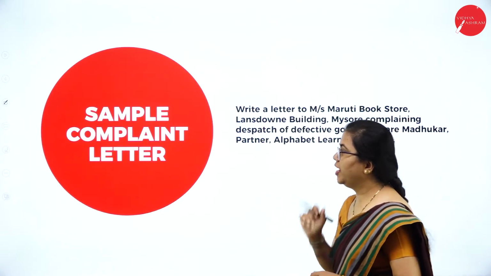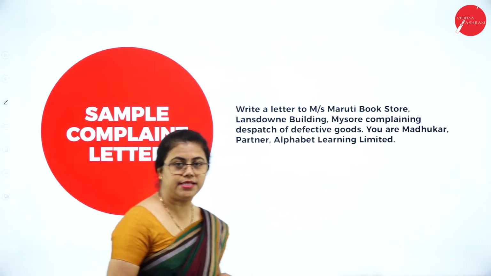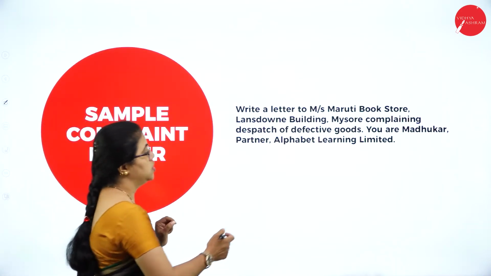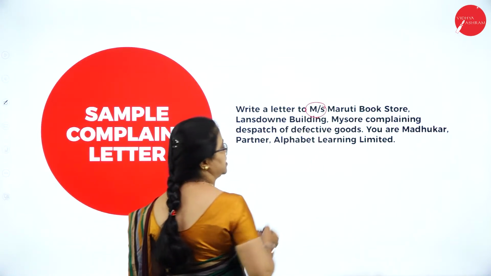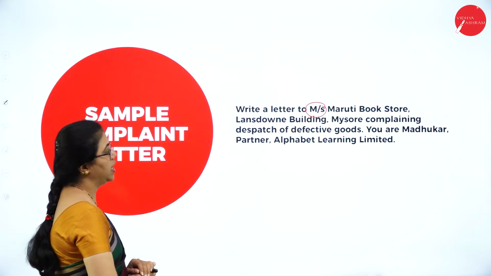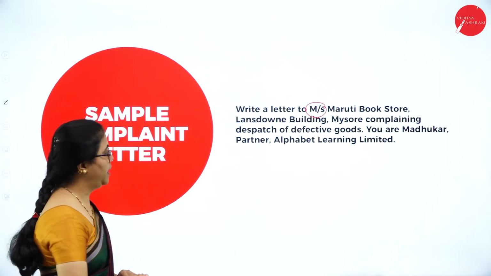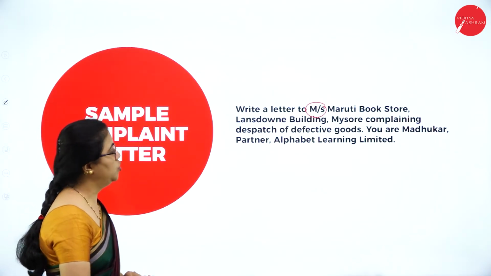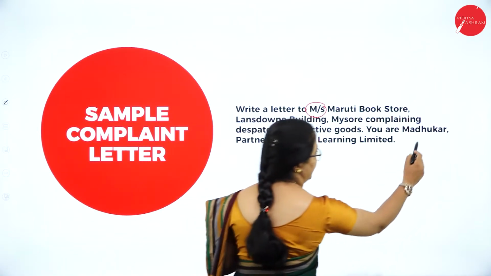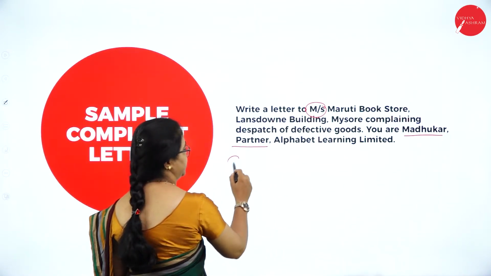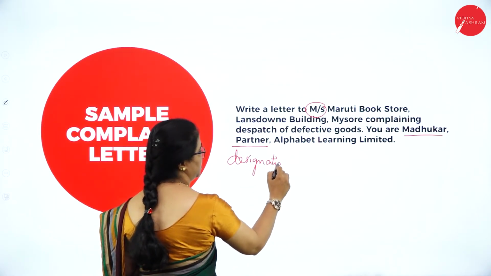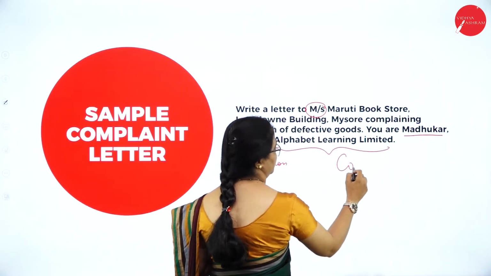So we'll now move on to the sample complaint letter. One of the samples is here. You have to write a letter to Messrs Maruti Bookstore, and this you know, right? Messrs means many people together are running it. So Messrs Maruti Bookstore, Lansdowne Building, Mysore, complaining of dispatch of defective goods. You are Madhukar, partner, Alphabet Learning Limited. So this is the name of the person. This is the designation of the person. Of which company? This person is working in this company.